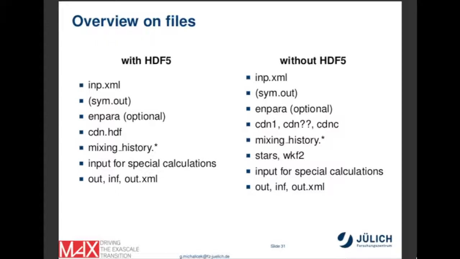And without HDF5, the cdn.hdf file here is a cdn1 and cdn with other numbers files. So cdn1 always has the last density. And also here you have stars and WKF2 files, and these you have to remember because they depend on many parameters. For example, they depend on the atom positions. So if you do some structural relaxation, don't forget to delete them. WKF2 is actually the step function, and stars are the stars.